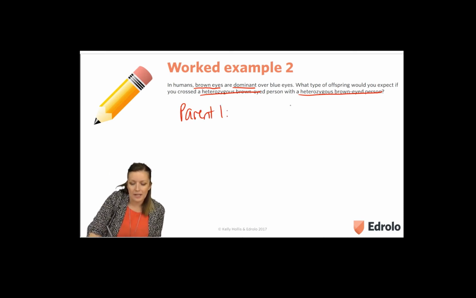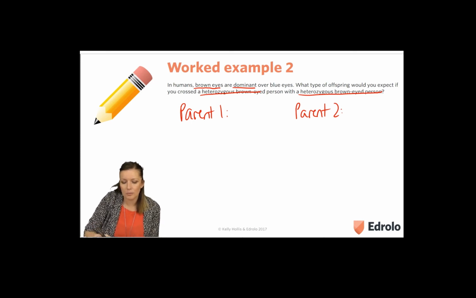So let's again write down our two parents. Okay, so parent 1 is heterozygous, which means that they have two different alleles and they have brown eyes.